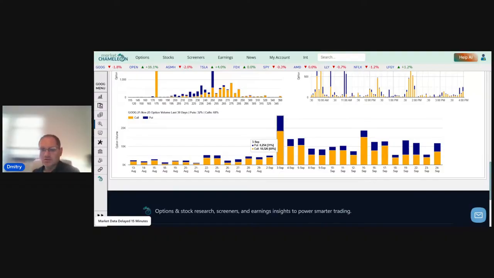still open, not closed yet, right? So we could see what type of positions and how traders were positioning themselves, and how the current open interest looks in this expiration.